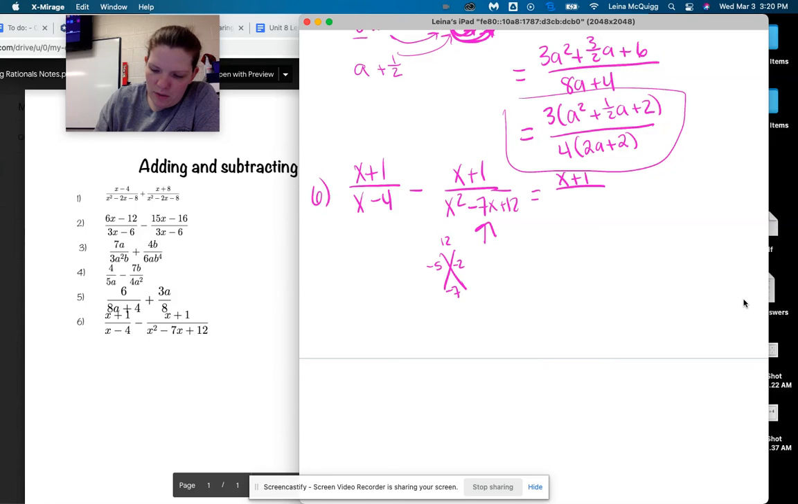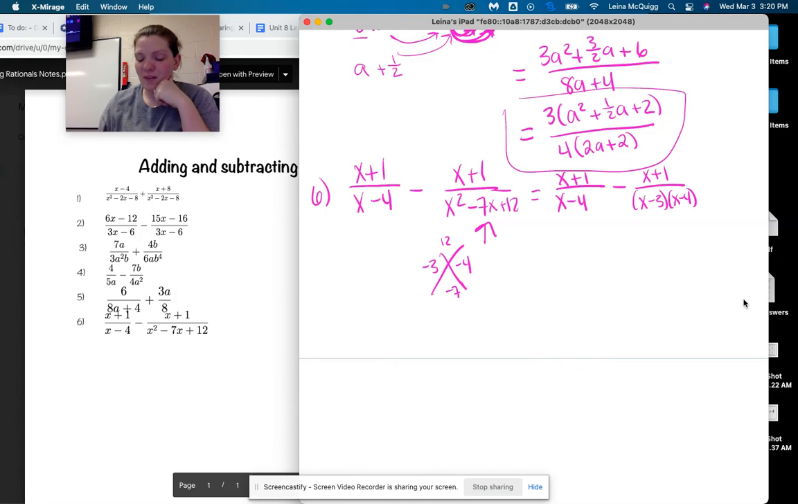So this is going to be x plus 1 over x minus 4 minus, no, hold on. I did it the wrong way. I'm going to do negative 3 and negative 4 because negative 3 times negative 4 gives me positive 12. Negative 3 plus negative 4 gives me negative 7. So that's x plus 1 over x minus 3 times x minus 4. Ooh, y'all. I've been giving that test all day today, so maybe my brain's just not in it, okay?